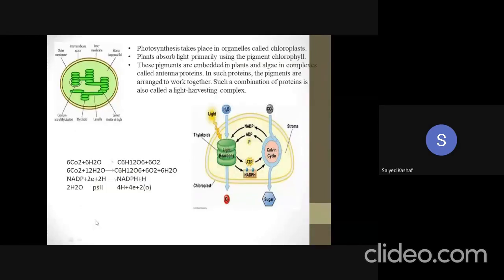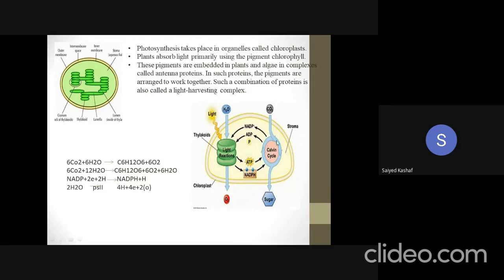Okay, so till here we already know that photosynthesis takes place in the organelle known as chloroplast, and the plant absorbs light primarily using pigments present in the thylakoid membrane. These pigments are embedded in the plant or in algae in a complex called antenna protein, and these proteins work as a light harvesting complex, right?